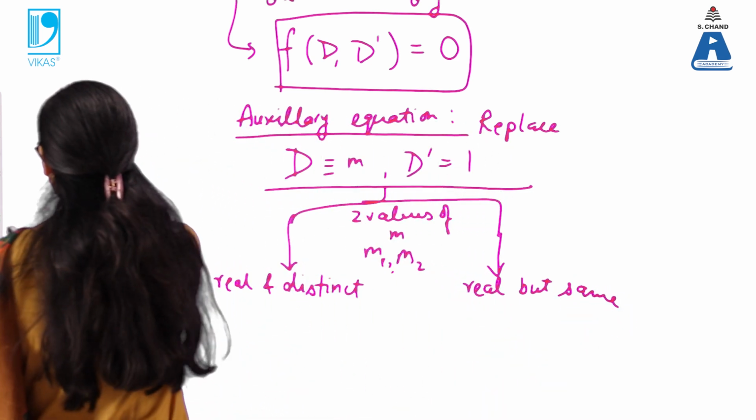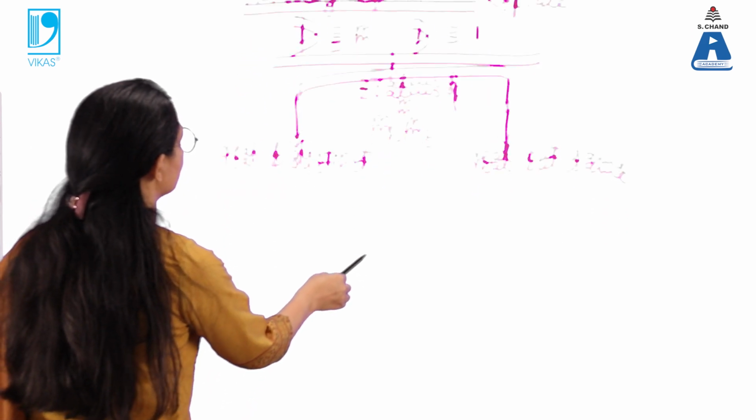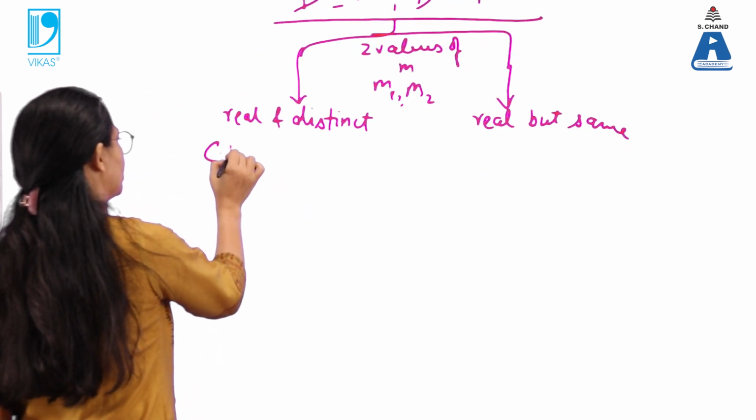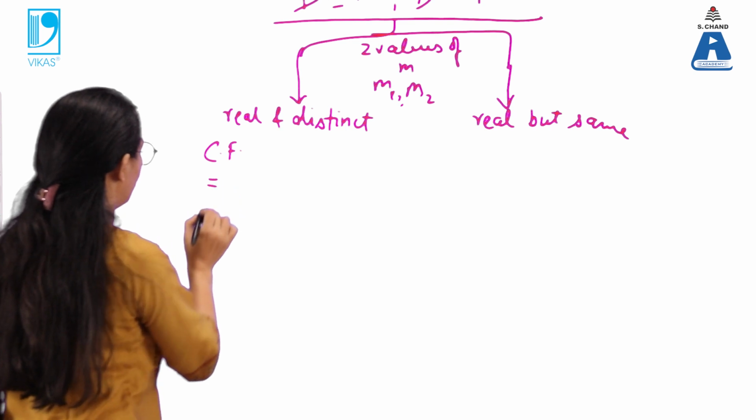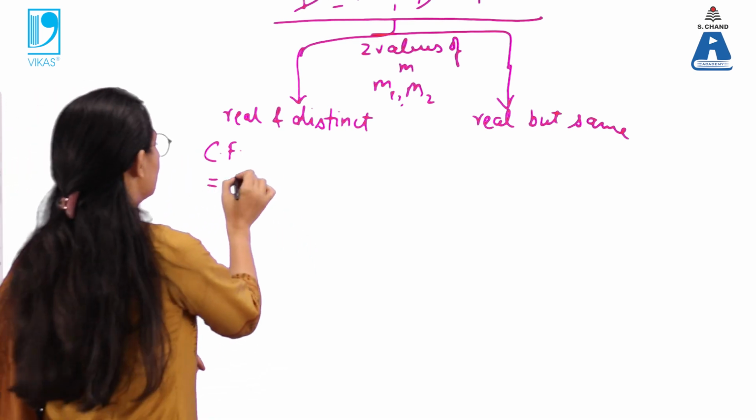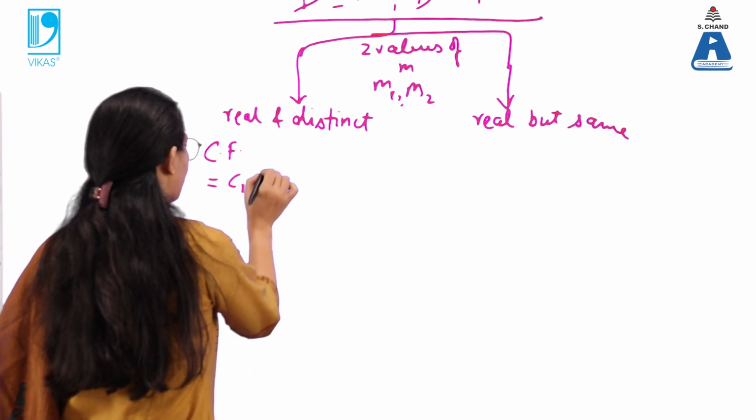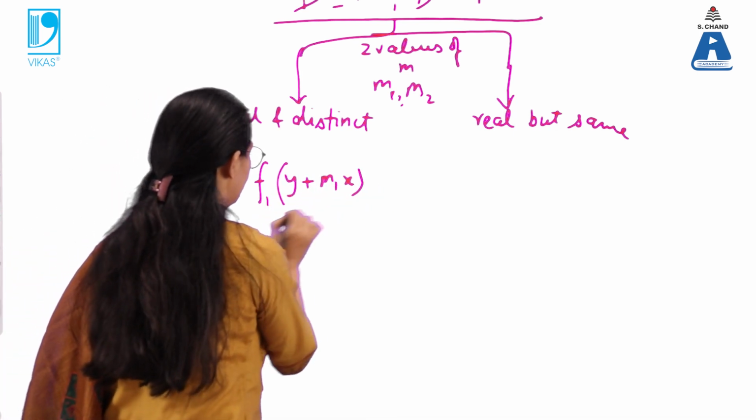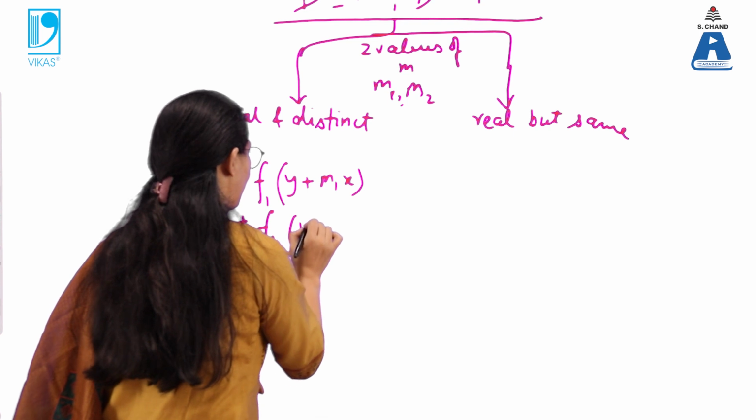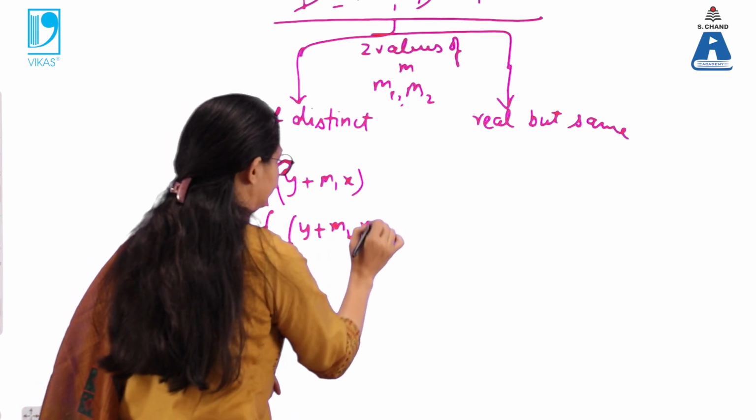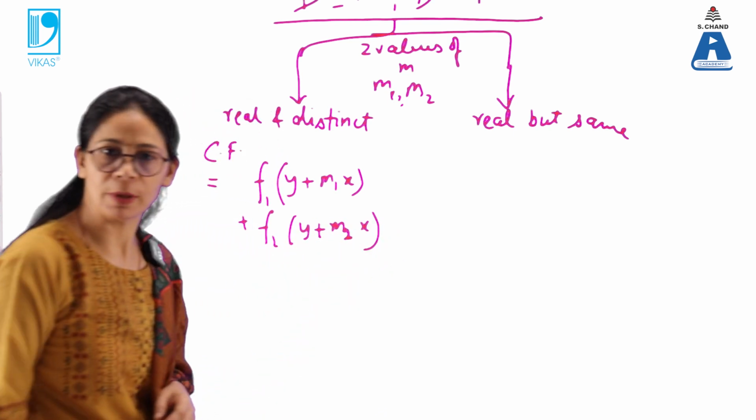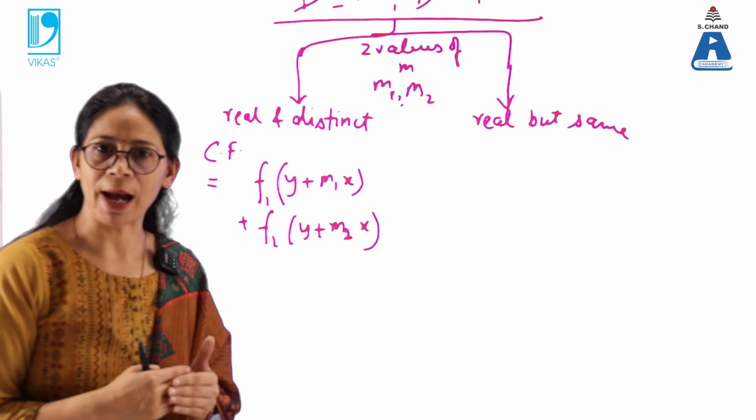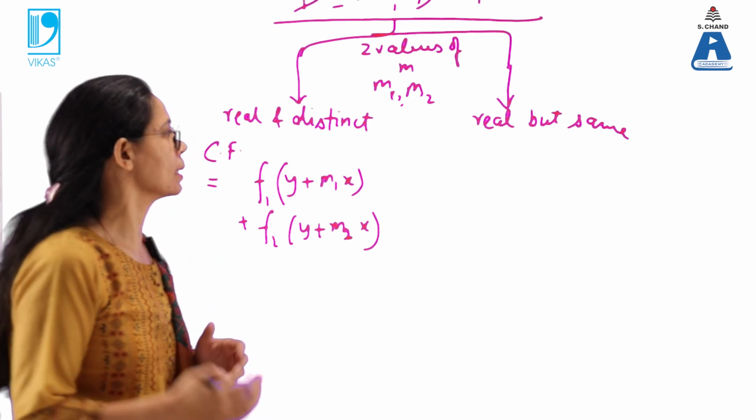So if it is real and distinct, then the complementary function, this abbreviation we are using for complementary function, CF, will be written as F1(y plus m1x) plus F2(y plus m2x). So this will be the complementary function if the two values of m are real but distinct.